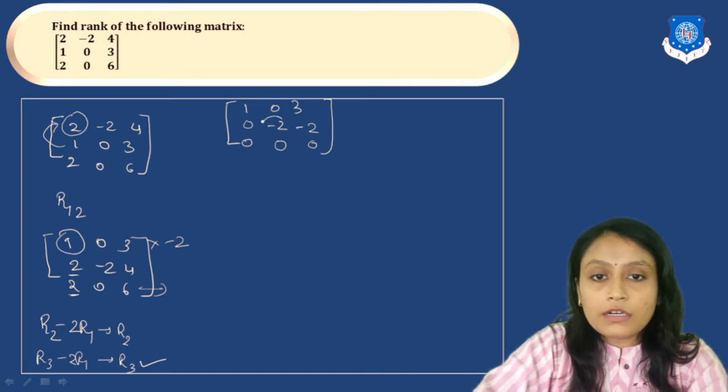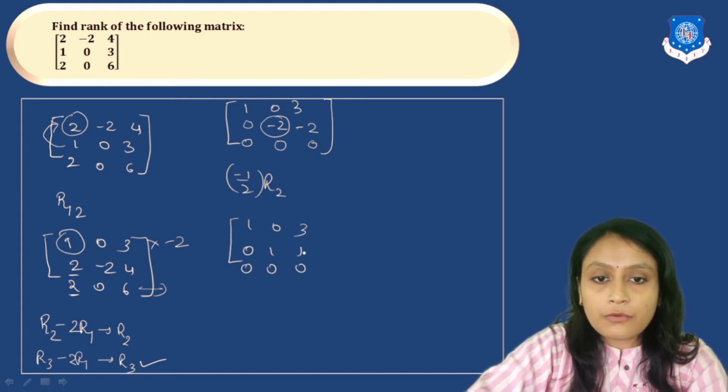Now we want 1 over here. Okay, so what we will do, we will divide it by minus 2. Okay, so minus 1 upon 2 and it is second row. So we will write R2. So you will get 1, 0, 3, 0, 1, 1 and 0, 0, 0.